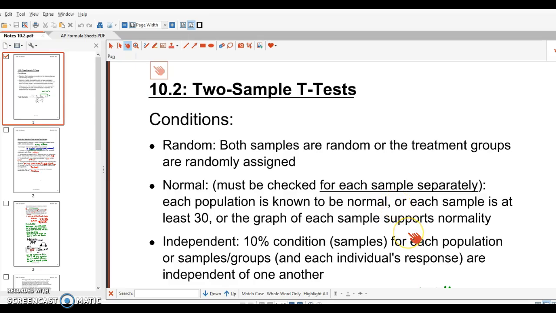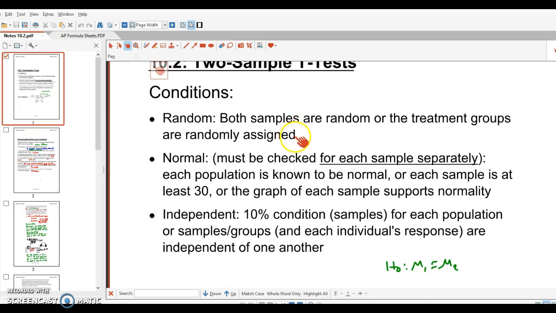Just know that if something should come up where the population deviation is known, everything else would follow, other than using population deviation instead of sample, and using the z-chart instead of the t-chart. Everything else would be the same. So our conditions for the two-sample t-test: both samples need to be random, or both treatment groups need to be randomly assigned in the case of an experiment.